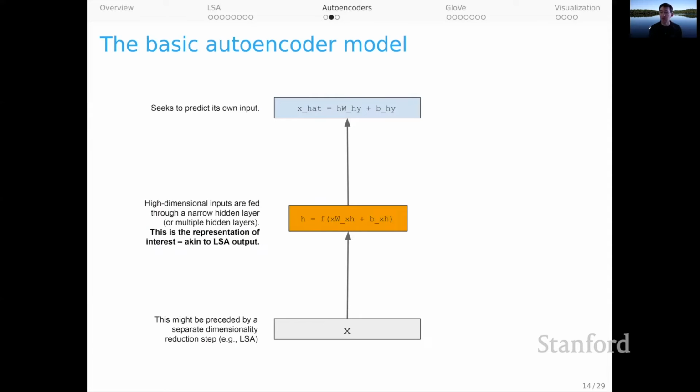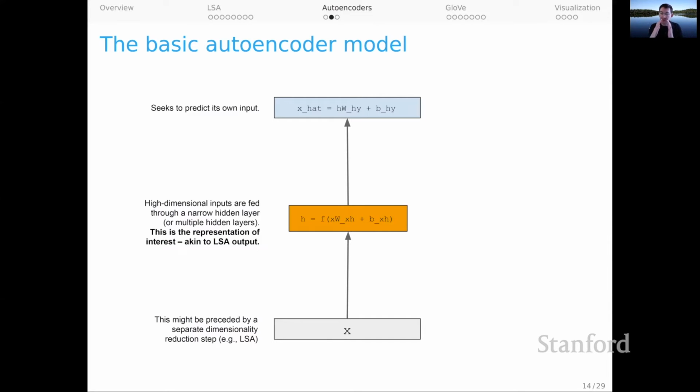Here is the basic autoencoder model. The input would be, say, the vectors from the rows in our matrices. So this could be the counts or something that you've done to the counts. Those are fed through a hidden layer of representation. And then the goal of this model is to try to literally reconstruct the input. Now, that might be trivial if H had the same dimensionality as X, but the whole idea here is that you're going to feed the input through a very narrow pipe and then try to reconstruct the input.